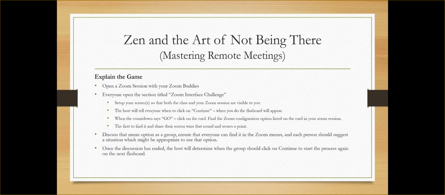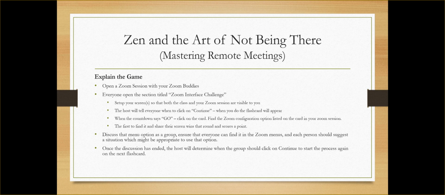Their job is to find that option within the menu system of Zoom. As soon as they find it, everybody's going to scramble. They'll go looking for it. As soon as they find it, they share their screen. The first person to share their screen wins that round and scores a point. Now that sounds like that would be the end of it, but it's not. Right? That's the first piece. It's kind of a behaviorist learning environment, finding the menu option.